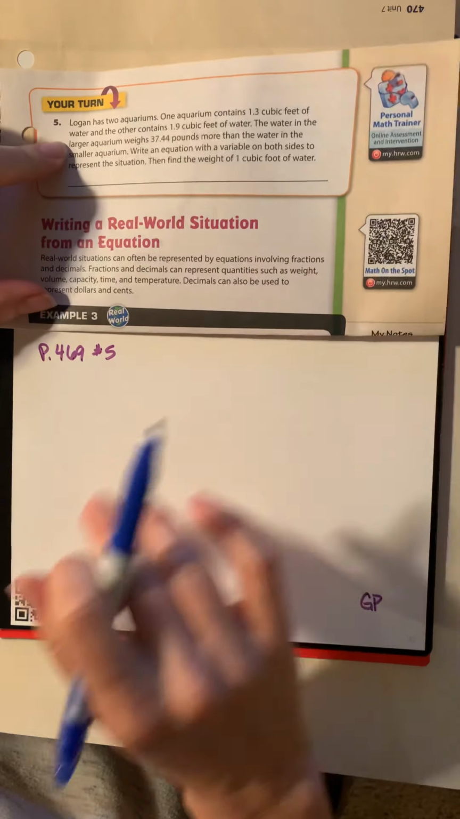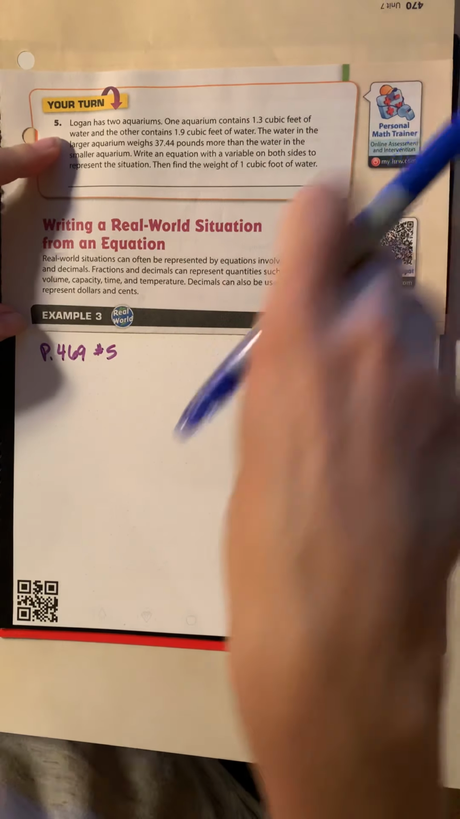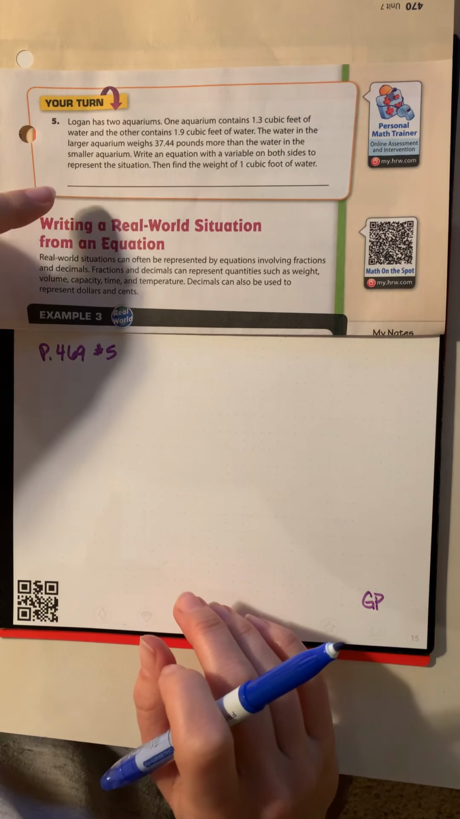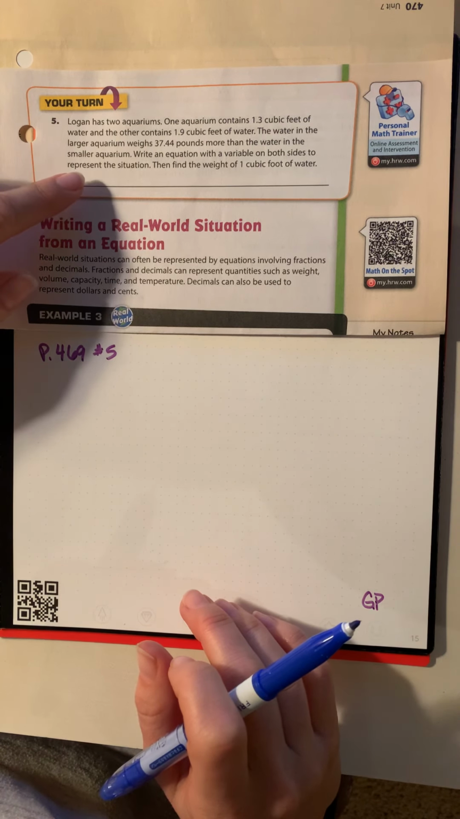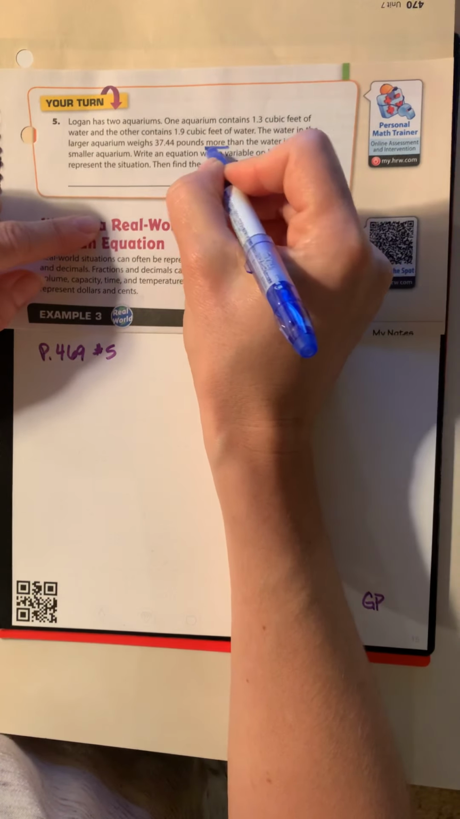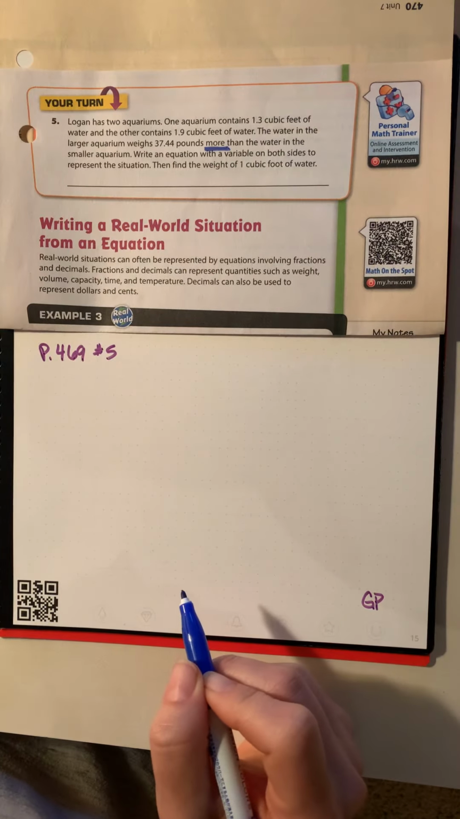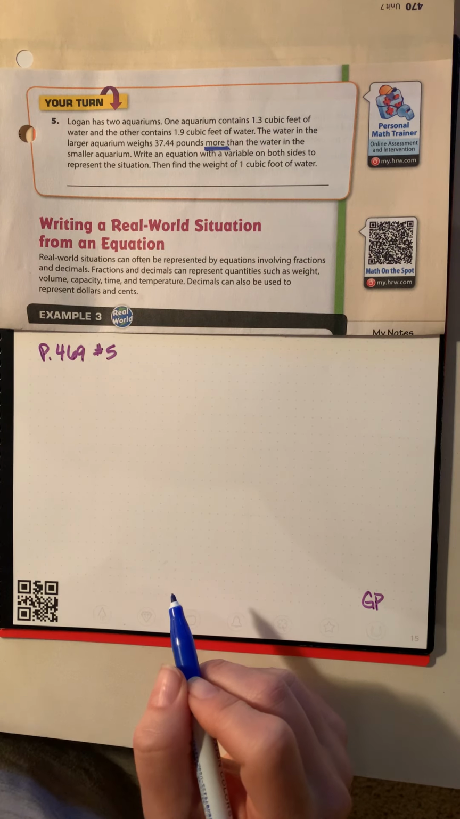Logan has 2 aquariums. One aquarium contains 1.3 cubic feet of water, and the other contains 1.9 cubic feet of water. The water in the larger aquarium weighs 37.4 pounds more than the water in the smaller aquarium. Okay, so more than, it looks like we're going to be adding.